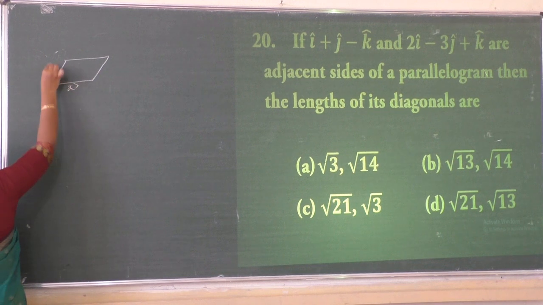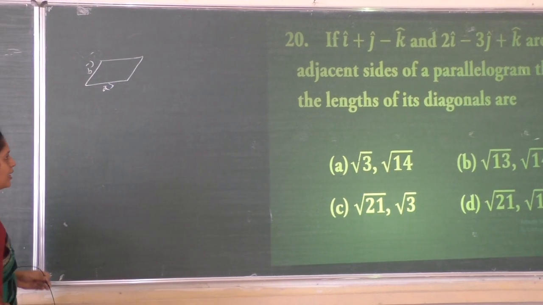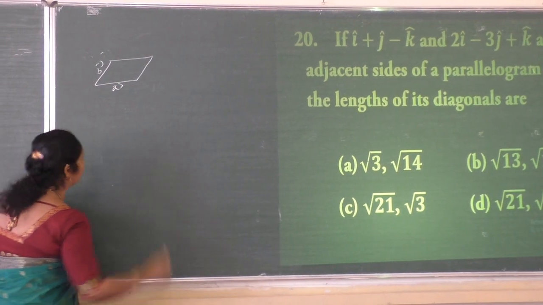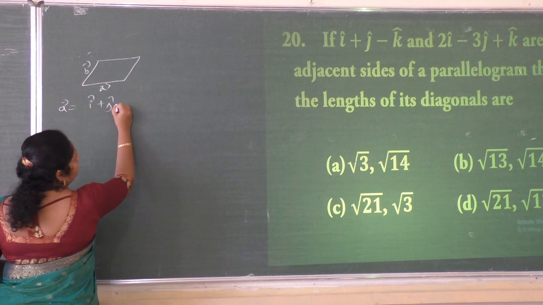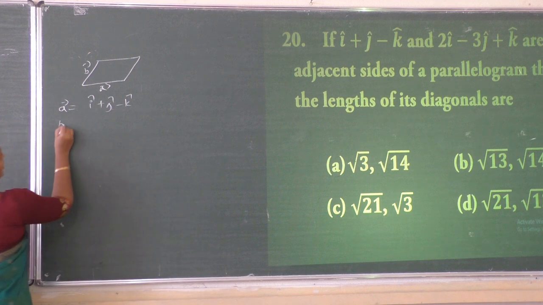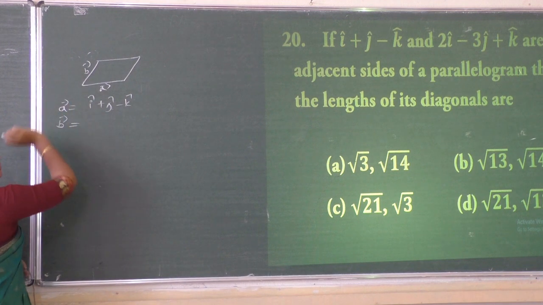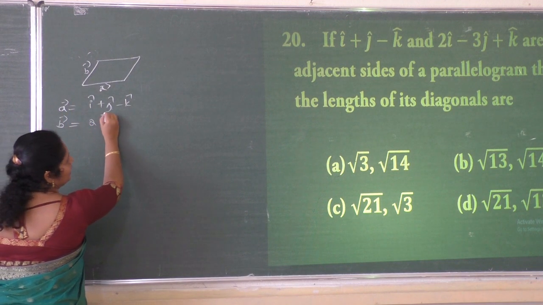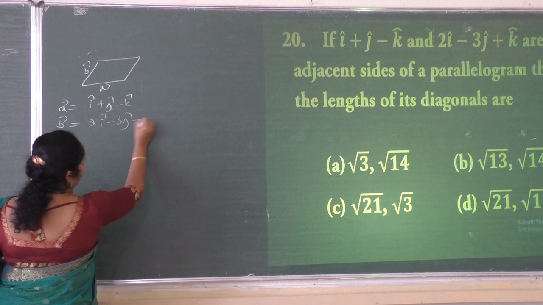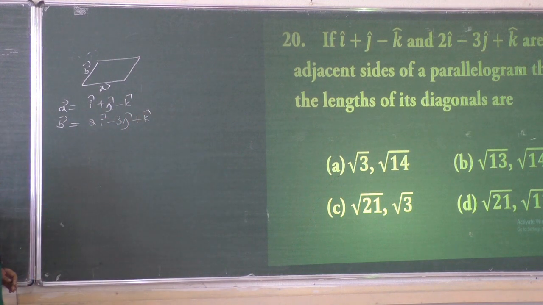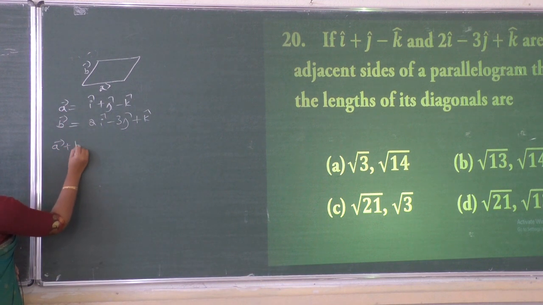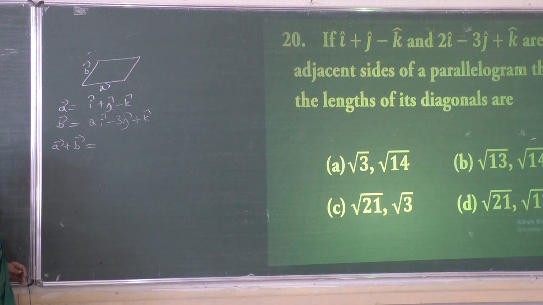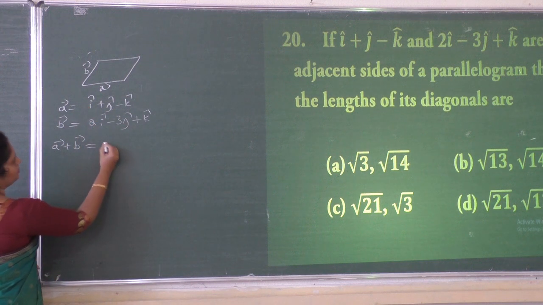Okay, I can take vector A and vector B. So the first vector, vector A, I can write as i cap plus j cap minus k cap, and vector B is equal to 2 i cap minus 3 j cap plus k cap. Then we need the lengths of the diagonals. So one diagonal is vector A plus vector B. So what is vector A plus vector B?